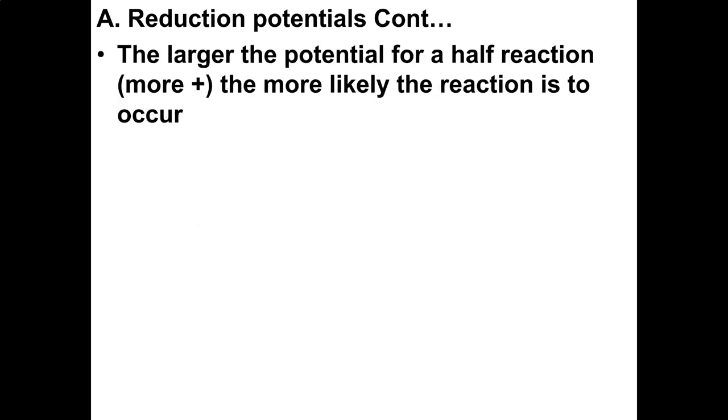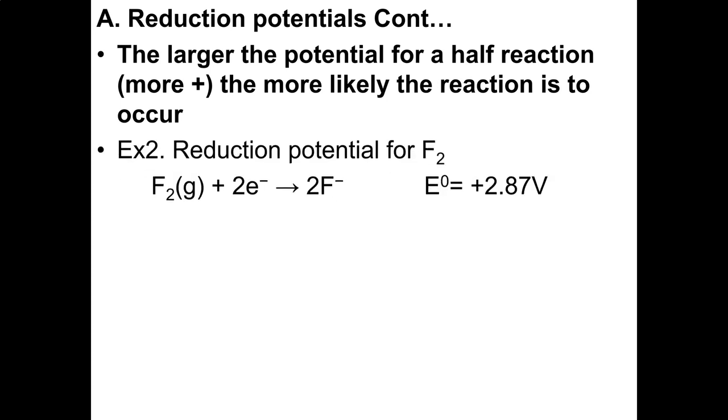The larger the potential for a half reaction, the more positive it is, the more likely the reaction is to occur. So it goes back to the whole voltage thing, right? Fluorine really wants to get reduced because it has a very high voltage. So the more positive the voltage, the more it wants to occur. That's what this is telling you.